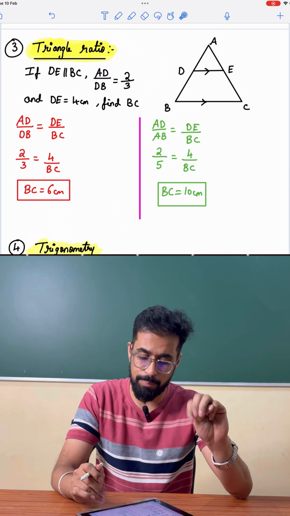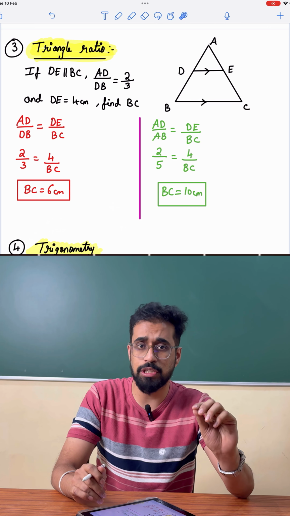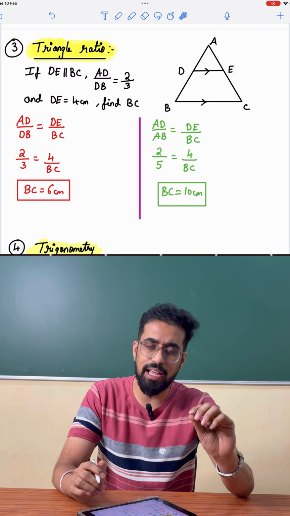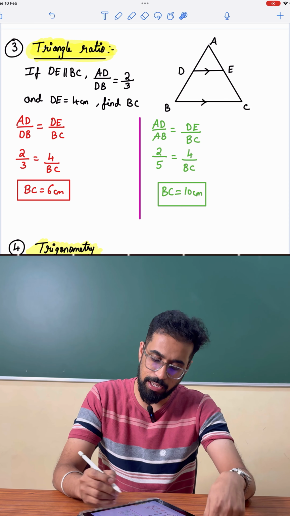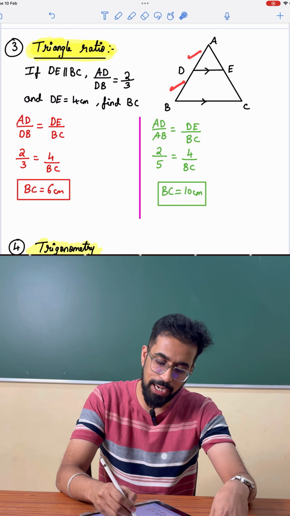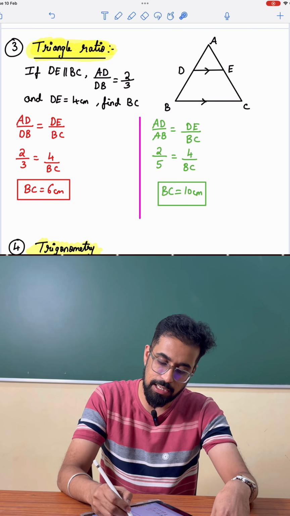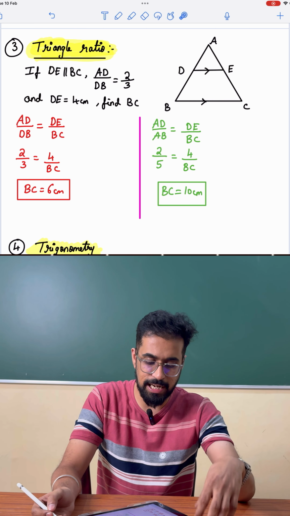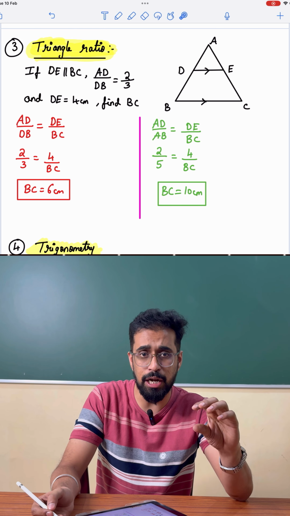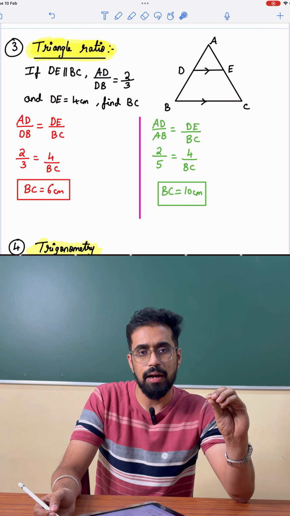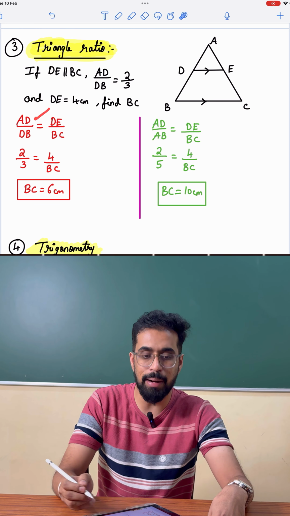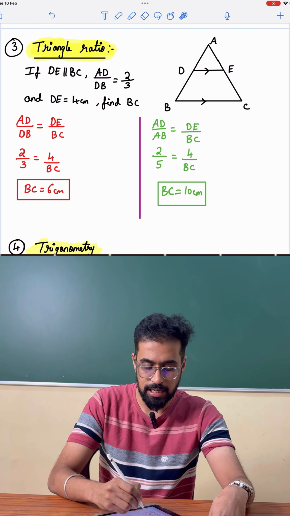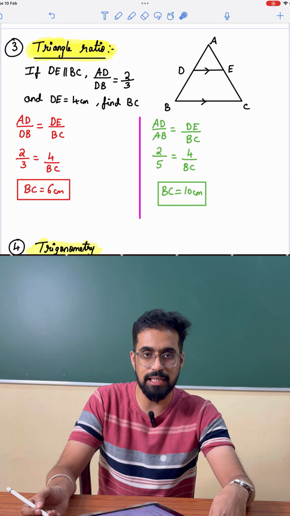Then the third one, the problem of ratios in triangles. In this case, we have a triangle with DE parallel to BC, and we have the ratio of AD to BD, which is 2 by 3. We are given the measurement of DE as 4. In this case, what we generally tend to do is confuse the ratio of BPT and similarity. That is, we tend to write AD by DB is equal to DE by EC. Substitute and simplify to get BC as 6.